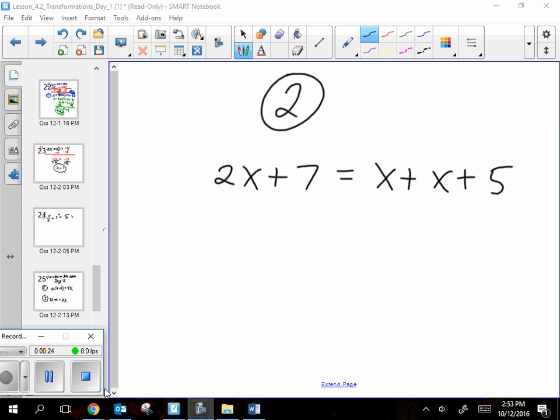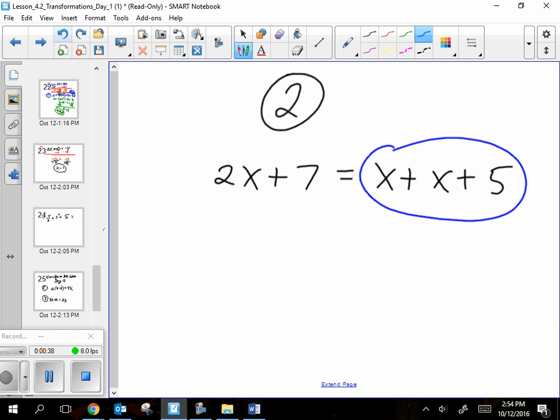All right, the first challenge on this one is we have variables on both sides and we need to simplify it down a little bit. Can you see anything in here that can be simplified? I can't either. So we move over here. Can we see anything here that can be simplified? Oh yeah, this is like terms. I can add those x's together. So I'm going to rewrite this as 2x. And now I'm going to rewrite my problem. 2x plus 7 equals 2x plus 5.